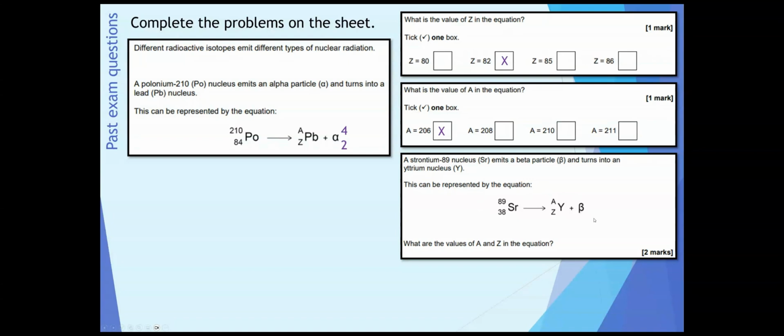And we do the same idea with here, but this is beta. So beta has a 0 and a minus 1 because it's the e with a 0 and minus 1. So then we have 89 plus 0 gives us 89. And then we've got 39, or minus 1 plus 39 gives us 38.